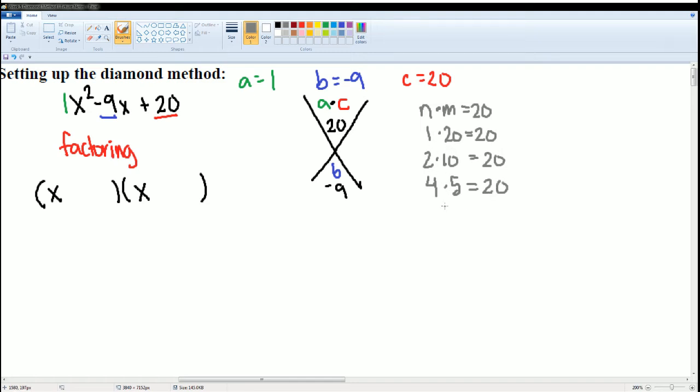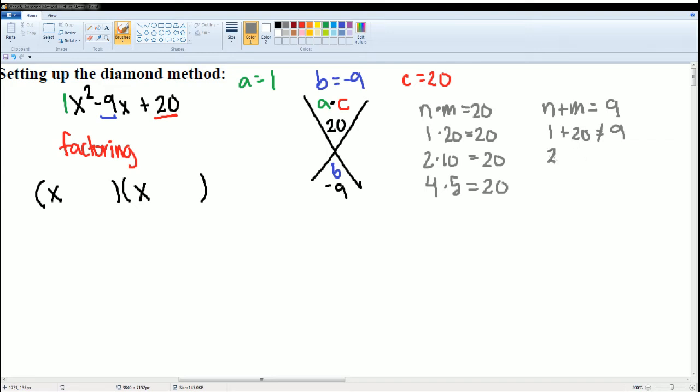As these two numbers get closer and closer together, you know that there's no more possible factors. Now you want to do the addition, n plus m. That has to be equal to our 9. Okay, ignore the negative for right now. 1 plus 20, can that get you 9 in any way? No. All right, you could go up to 21 or 19.